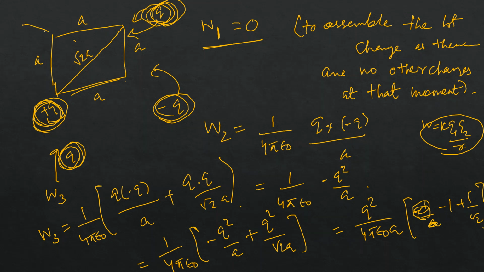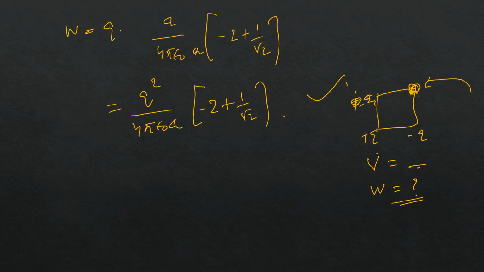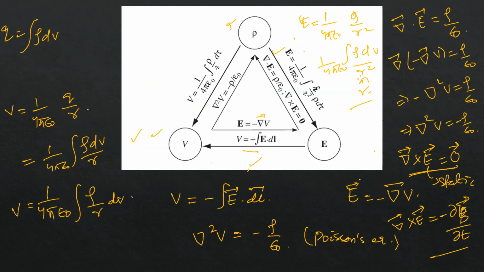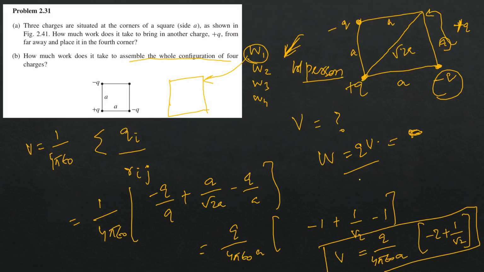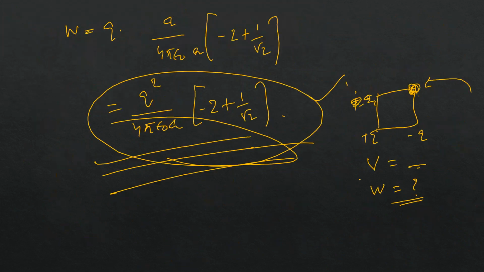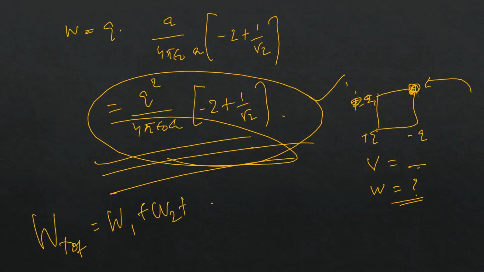And what about W4? W4 we just calculated in the previous case. This one is the W4. Is that clear? So what is the question actually? The question is what work is done to assemble the whole configuration. So we just have to add them all: W total is W1 plus W2 plus W3 plus W4. If you add them, you will get the answer.